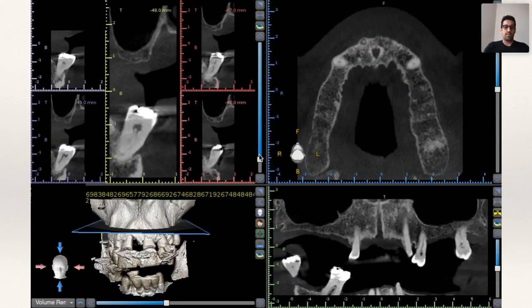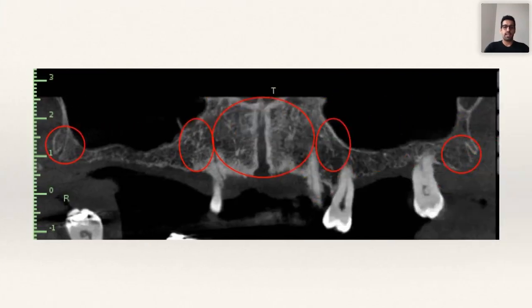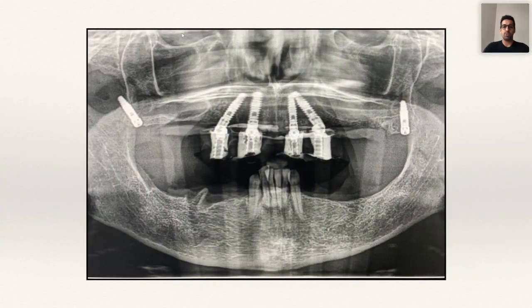So I've got some images. This was the image that I put up earlier when I showed an image of me assessing the radiograph of the tuberosity. So here we go. We've got bone in zones 1 and 2, and we've also got adequate bone in the tuberosity region for me to place pterygoid implants. And here we go. So on the day of surgery, we immediately loaded just on the front 4 implants, and we placed 2 pterygoid implants for this lady.